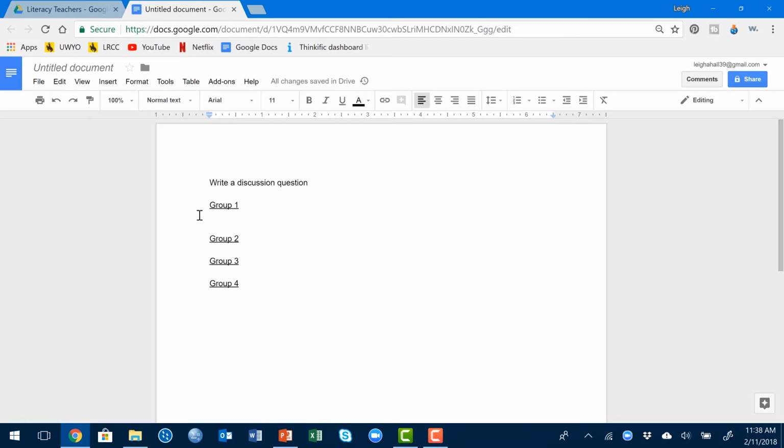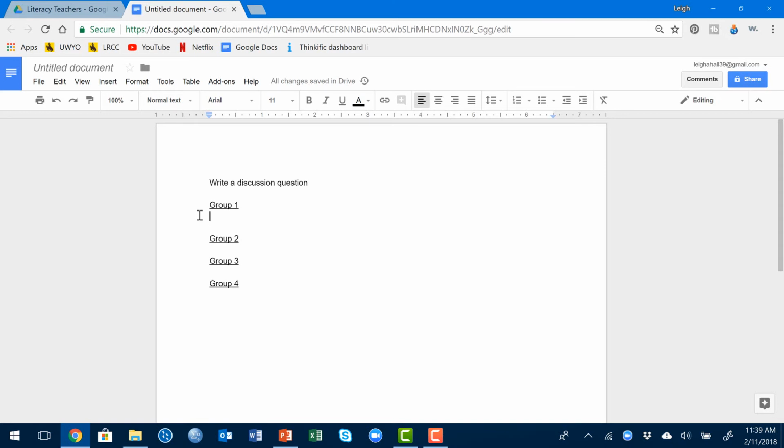Now, when group 1 rotates to group 2, they see what group 2's question is because it's different from theirs. They read everything that group 2 wrote about it, and then they respond. They leave their thoughts under group 1's. They leave their own summary, bulleted list, they add on. If they have questions for group 2, they leave those as well. And then group 1 goes to group 3. They read what everybody else before them has written, discuss the question, etc. And then eventually group 1 makes their way back home.